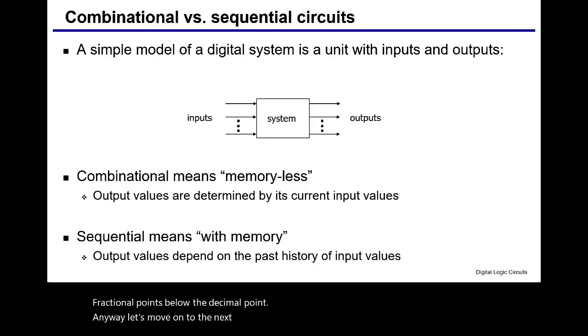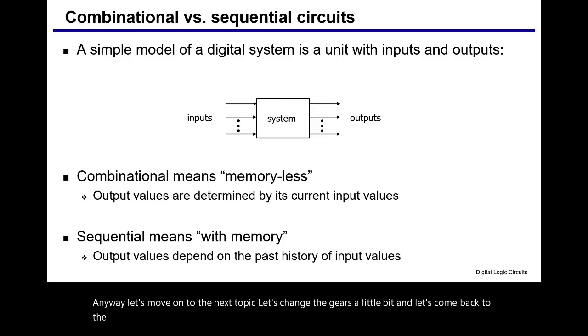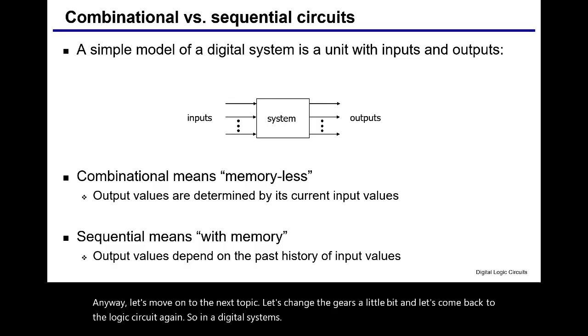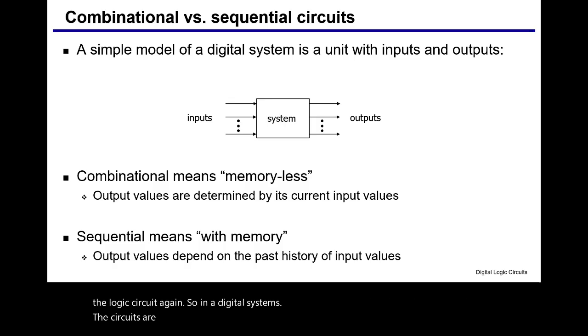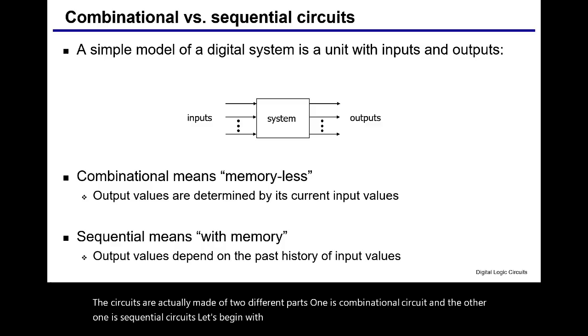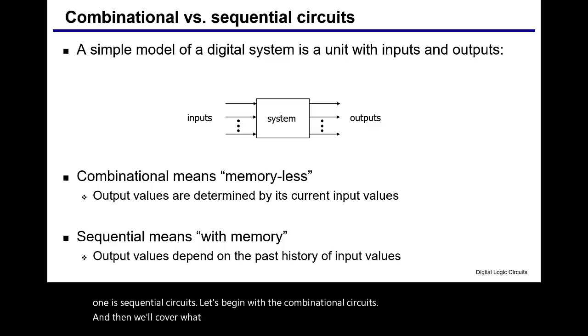Let's change the gears a little bit, and let's come back to the logic circuit again. So in digital systems, the circuits are actually made of two different parts. One is combinational circuits, and the other one is sequential circuits. Let's begin with the combinational circuits, and then we'll cover sequential circuits later.